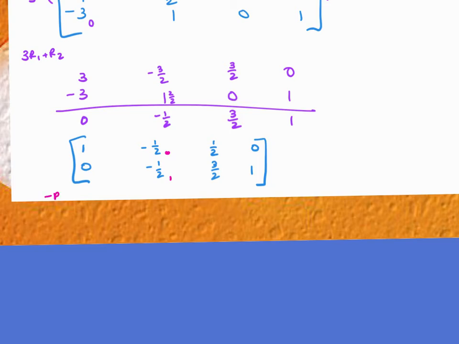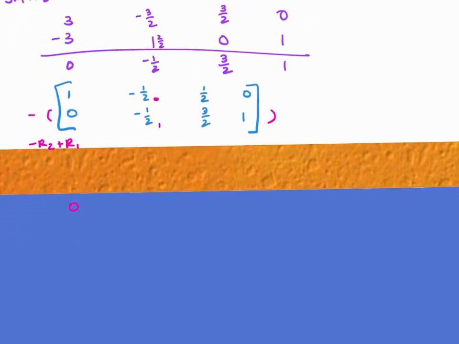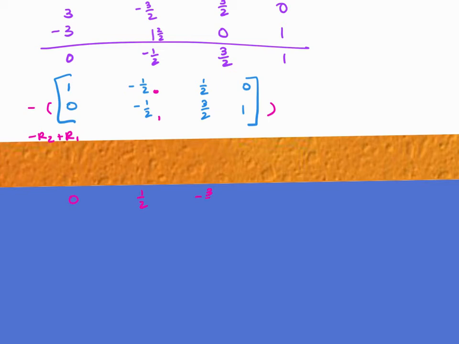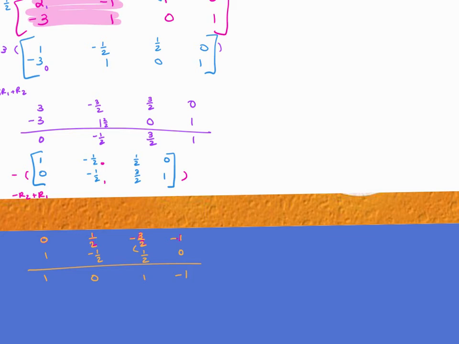Okay, so negative R2 plus R1, change the signs of this, and I get 0, 1 half, negative 3 halves, and negative 1, plus 1, negative a half, 1 half, and 0. 1, 0, that would be 2 halves, which is 1, and negative 1. So that replaces row 1: 1, 0, 1, negative 1, and 0, negative a half, 3 halves, 1.